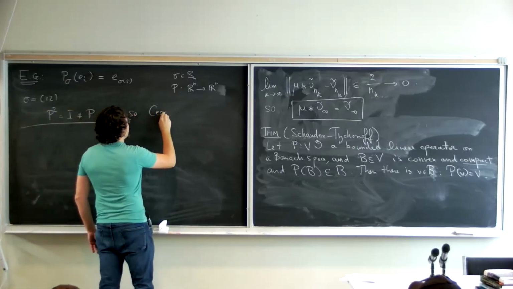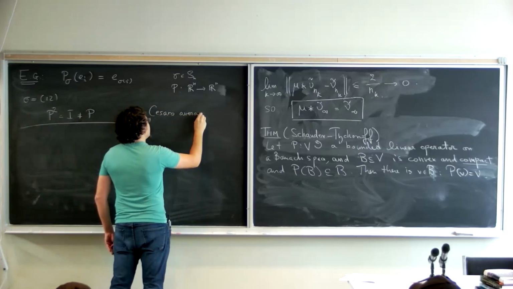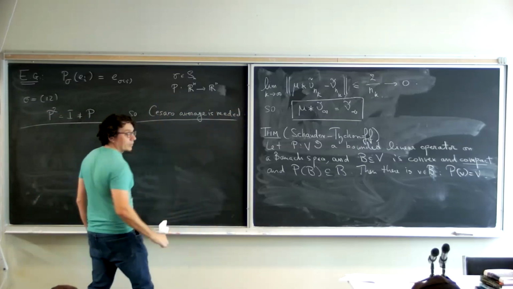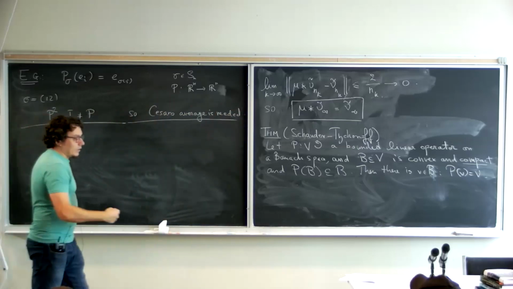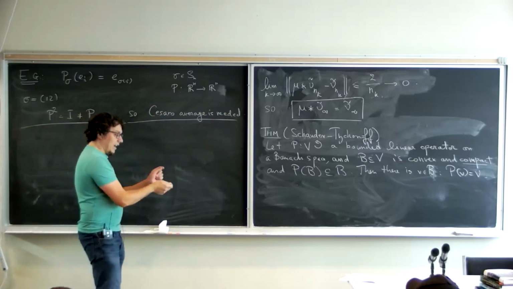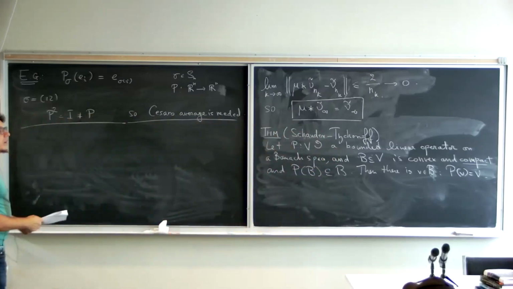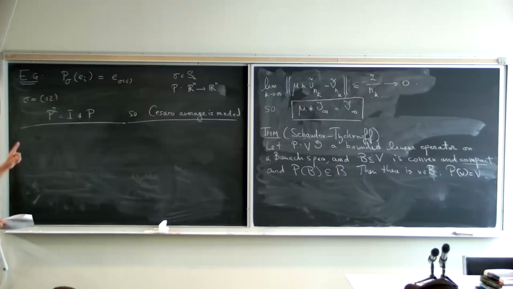So the Cesaro average is needed. Okay, so now let's see. It's just the sum of the first n terms divided by n. In this case, if you do the Cesaro average, probably, it's a good question, it should converge to the projection onto the vector 1, 1, 1, 1, I think.